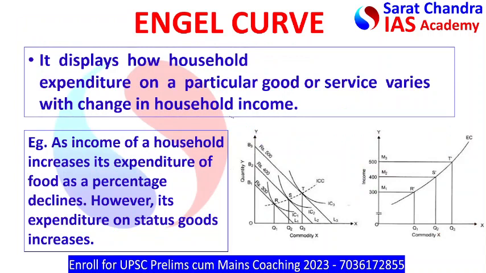The next one is Engel curve. It displays how household expenditure on particular goods or services varies with changes in the household income. For example, as income of a household increases, its expenditure on food as a percentage decreases. However, its expenditure on status goods increases. The status goods like luxurious cars, luxurious buildings.